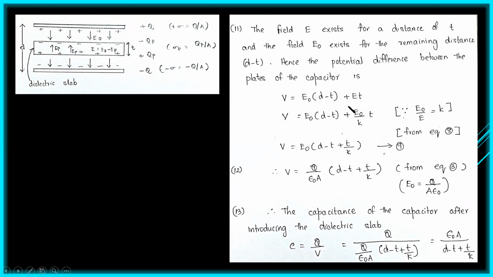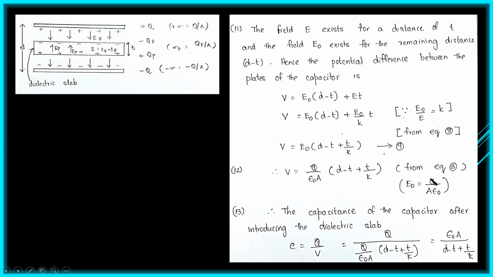Therefore, take E naught common out. Therefore, E naught is equal to d minus t plus t by k. Let it be equation number 9. Therefore, V is equal to Q by epsilon naught A times d minus t plus t by k.